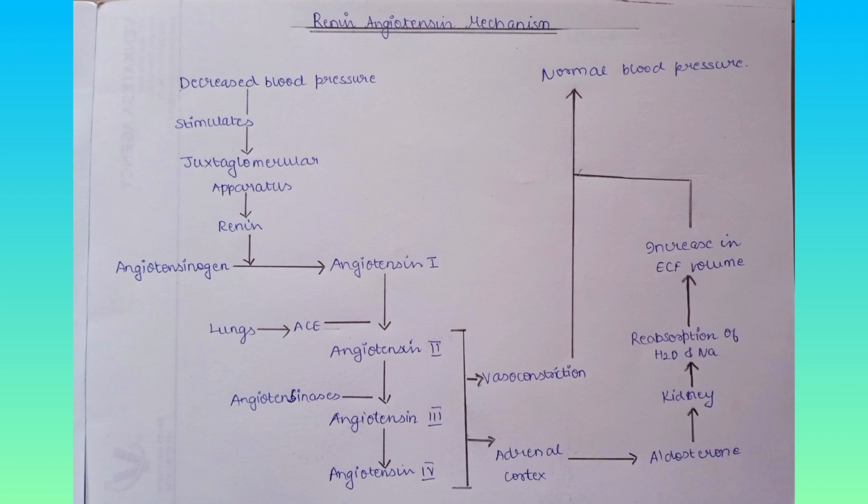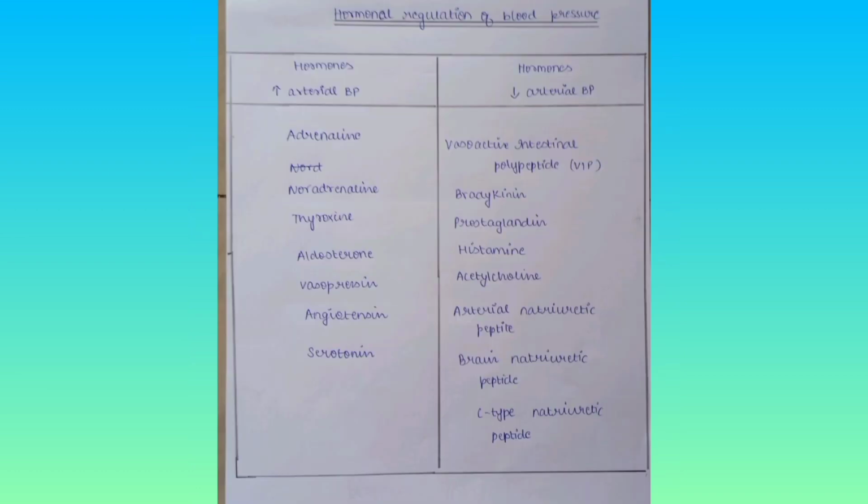Now see clearly, see the chart very clearly. The renin will cause vasoconstriction and the aldosterone will cause increase in the ECF. Now coming to the hormonal regulation of blood pressure. Certain hormones like adrenaline, thyroid, aldosterone will increase the blood pressure. Certain hormones like histamine, acetylcholine, bradykinin, prostaglandin will decrease the blood pressure.